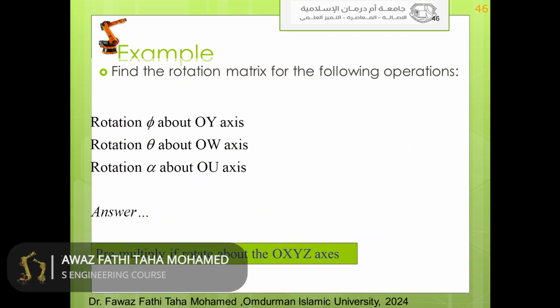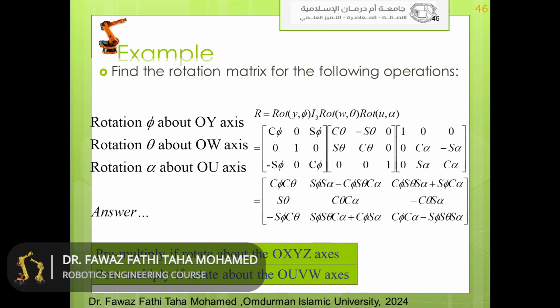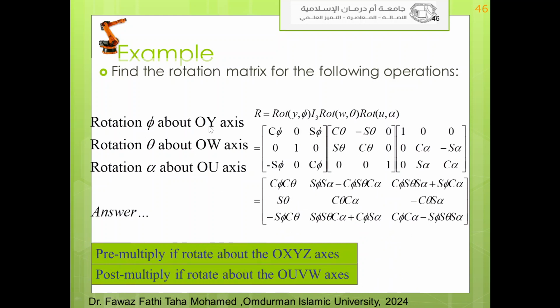Okay, here we have an example. We have to rotate. Always the first rotation is about the fixed axis or y-axis. Then rotation about OW, so it is the next rotation about the new frame, then the rotation about OU, okay, it's the new frame. So this is the first rotation.